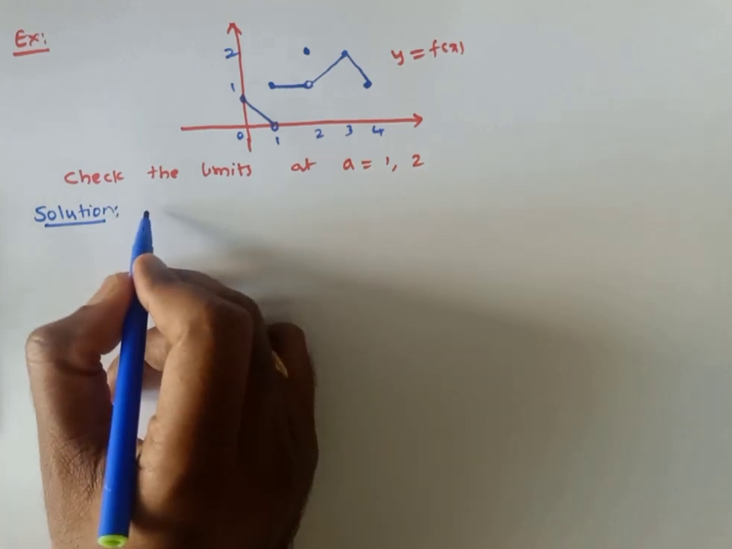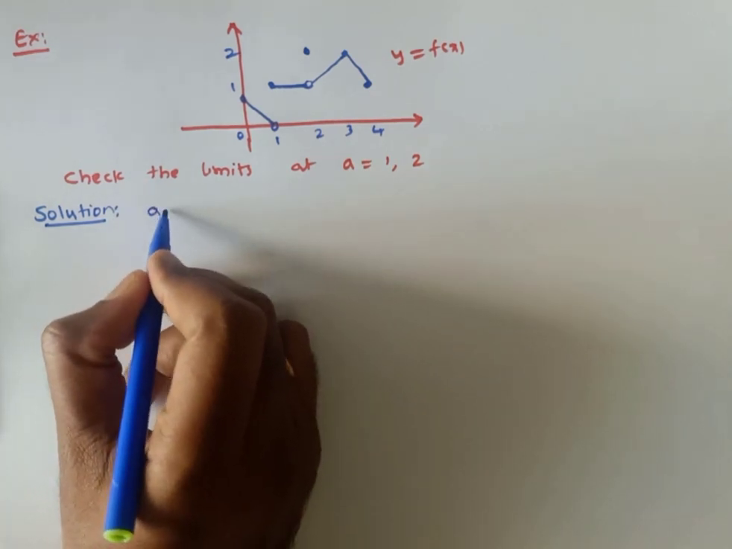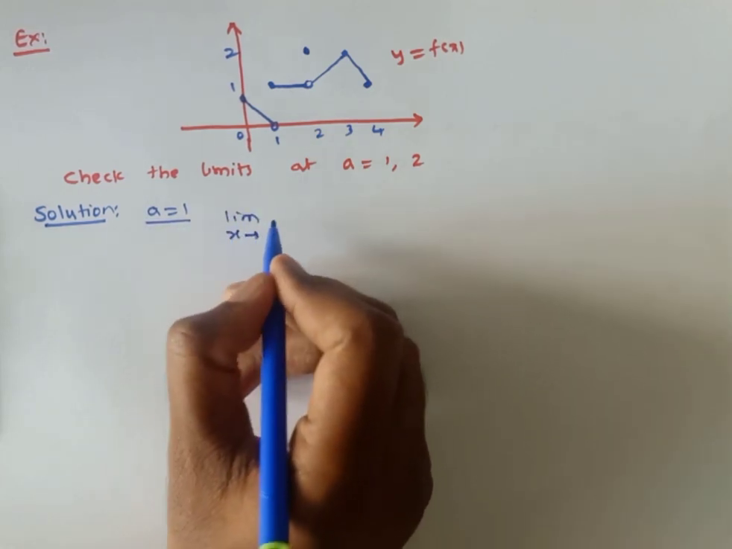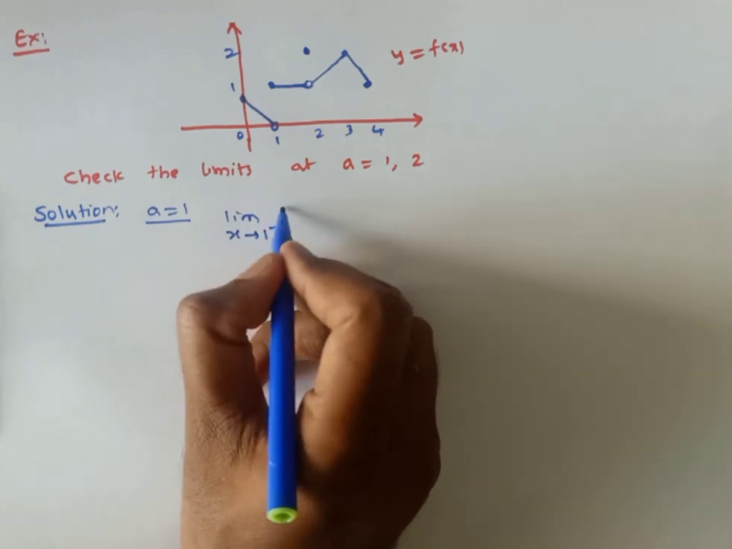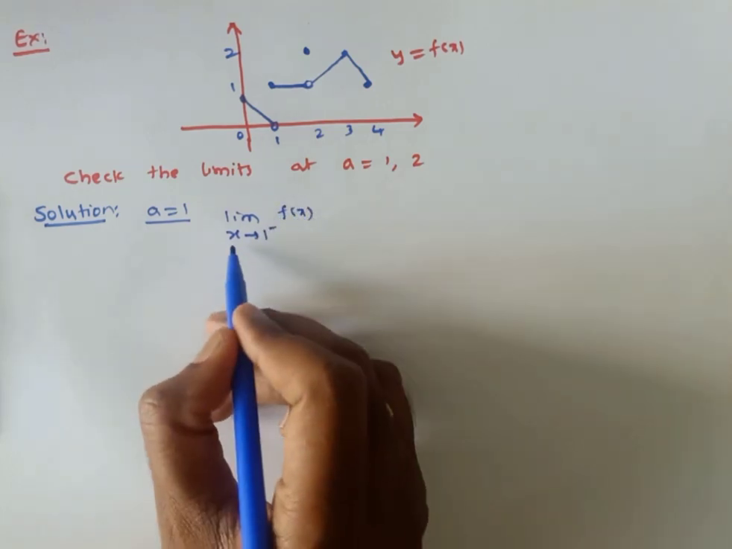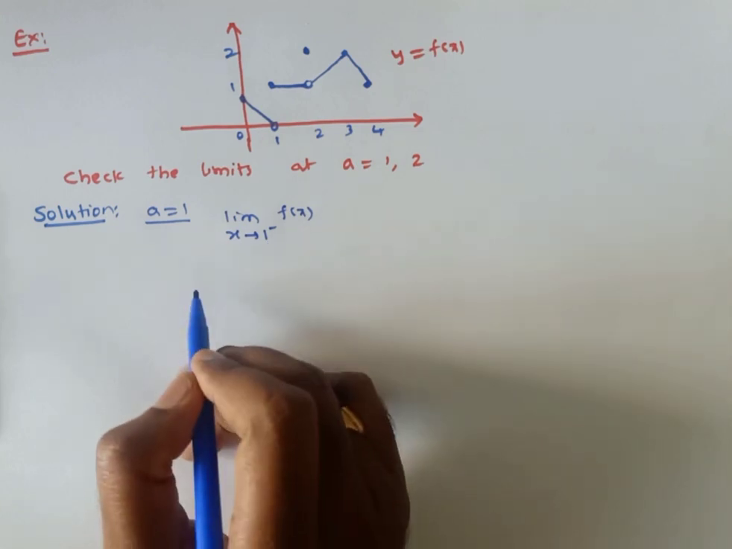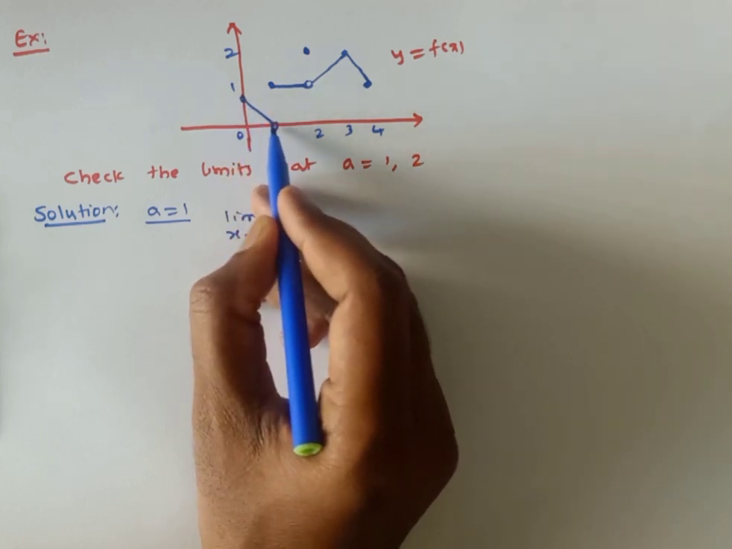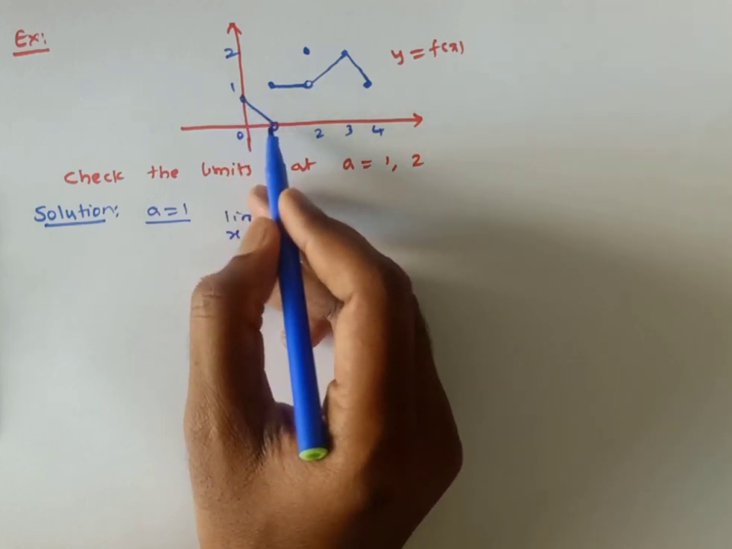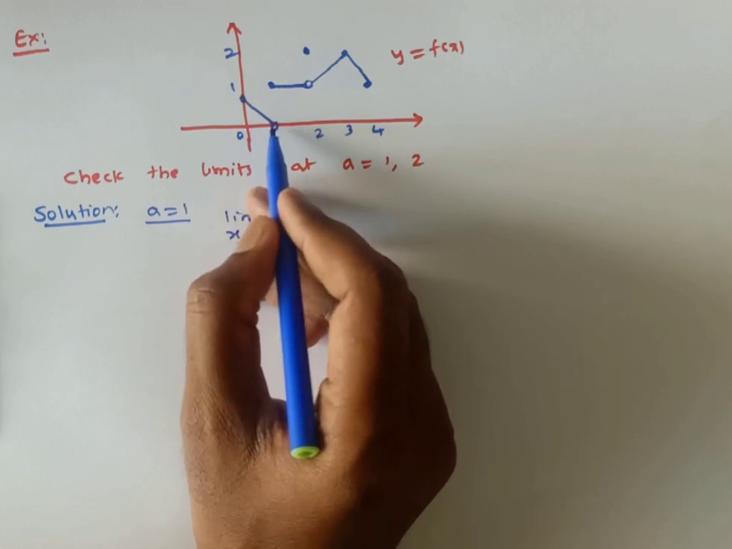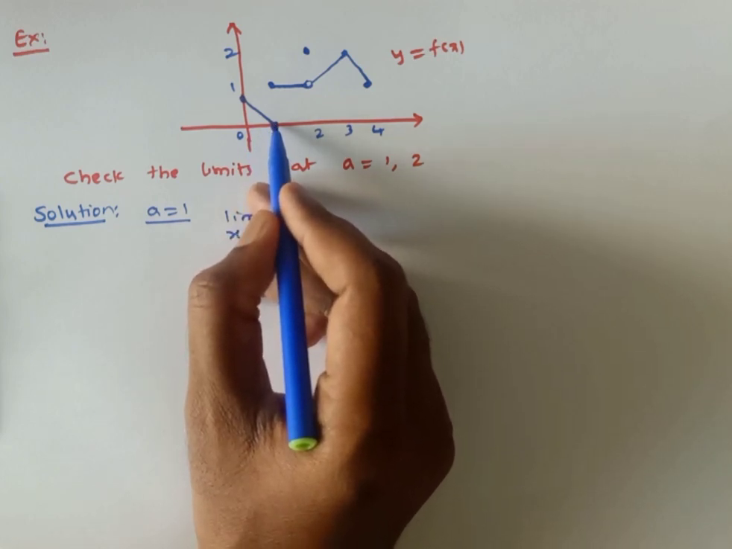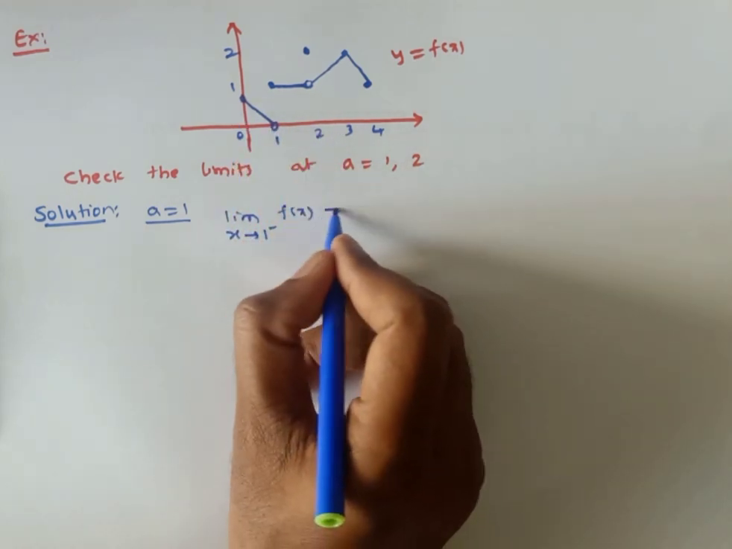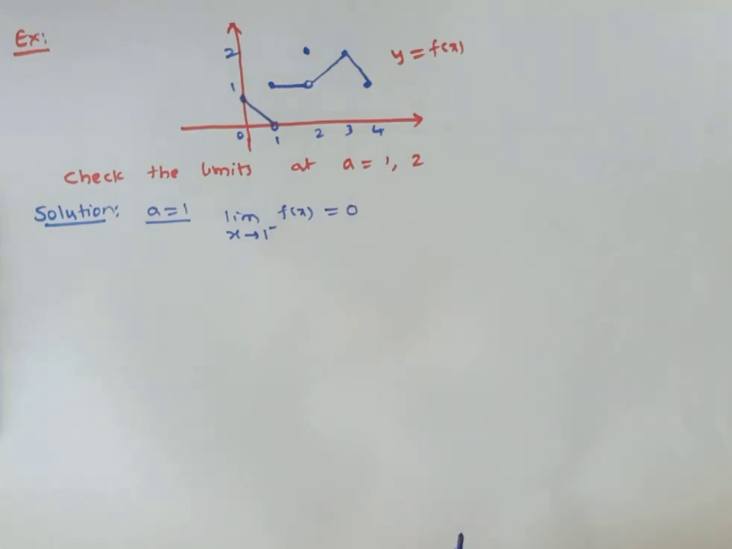Now first, at a equals 1 I am checking. Limit as x tends to 1 minus means the left hand limit. As x approaches 1 from the left hand side, f of x approaches 0 on the y axis. This is not 0 itself, it is a hole, but the function value approaches 0. Therefore this limit exists and it is equal to 0.